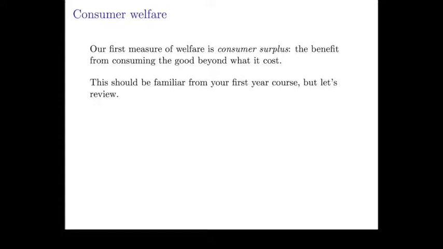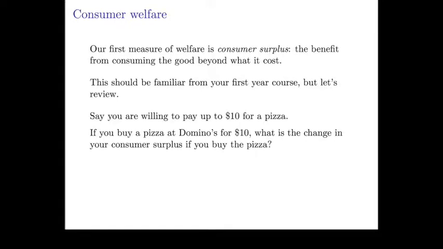So our first measure of welfare is going to be consumer surplus, which is measured in dollars. And it's measured in your willingness to pay. So it's the benefit that you derive from the good minus what you pay for it. Now you've probably seen this in earlier courses, but we'll go over it anyway. So let's suppose you're willing to pay up to $10 for a pizza. Now if you bought the pizza at Domino's for $10, what's the change in your consumer surplus from buying this pizza? Remember, you're willing to pay $10 for it, and it cost you $10.